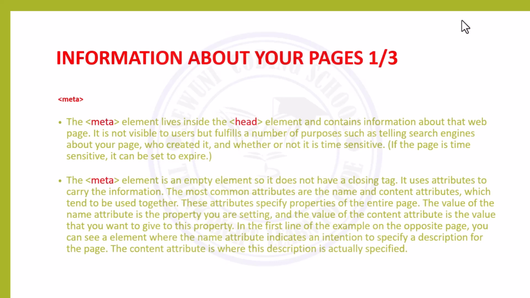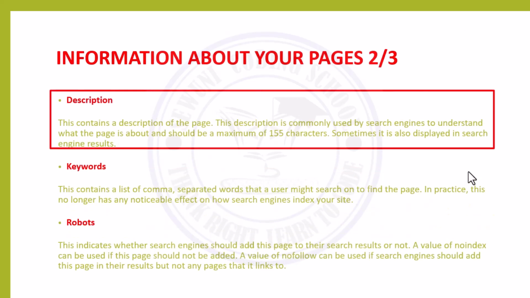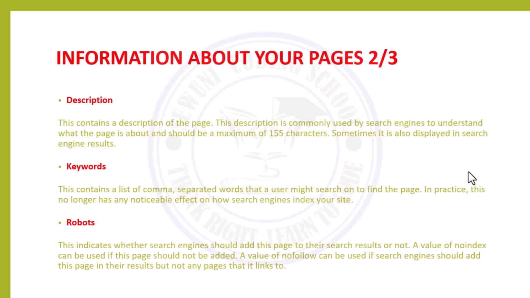The meta element is an empty element, so it does not have a closing tag, so we don't have an opening meta and a closing meta with a forward slash. It can also contain attributes that carry the information. The most common attributes are name and content, which tend to be used together. The description can also be embedded in the meta.